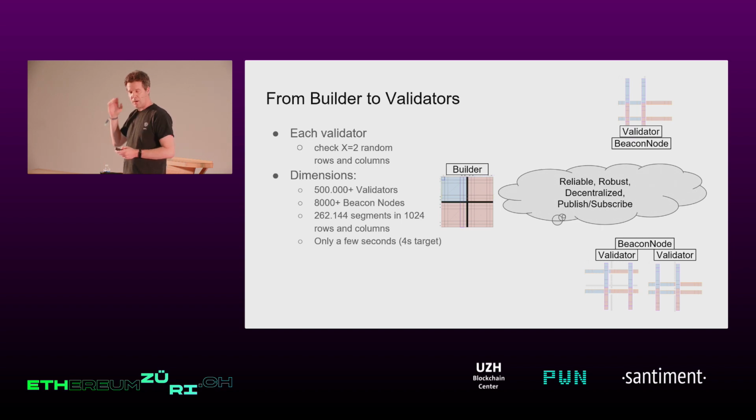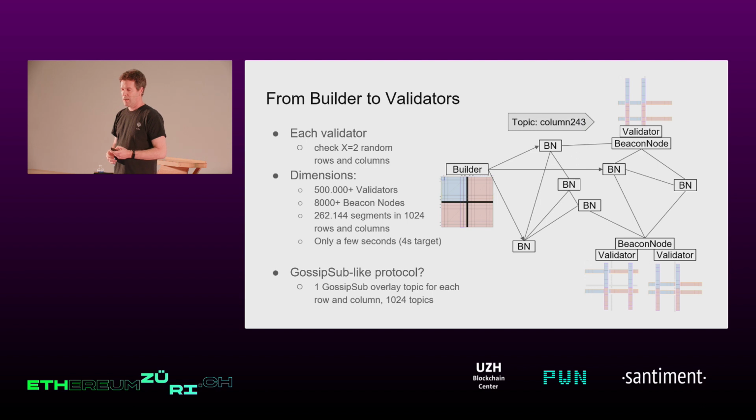And just to give you a bit of dimensions of the problem, so we have 500,000 plus validators, around 8,000 plus beacon nodes, behind which these validators are sitting. You have those 260K segments, which are sitting in 1,024 rows and columns. And we have something like 4 seconds to do this. So how do we do it?